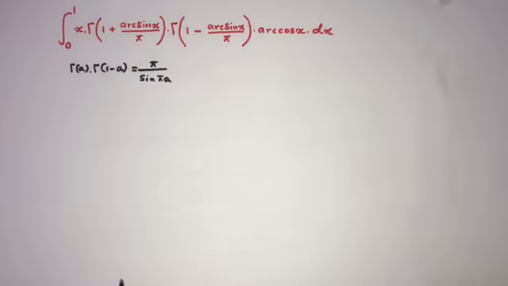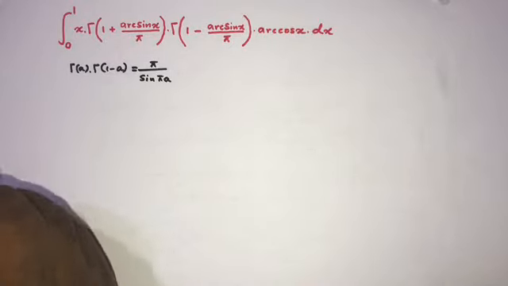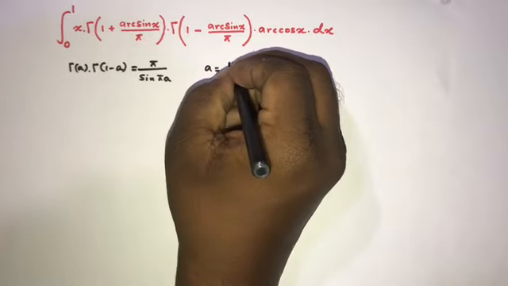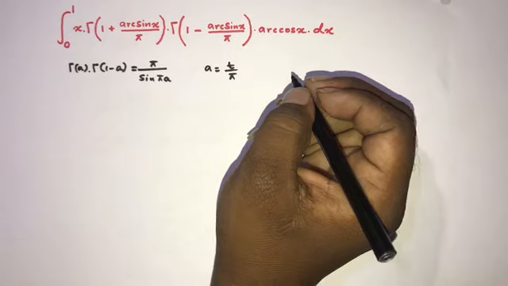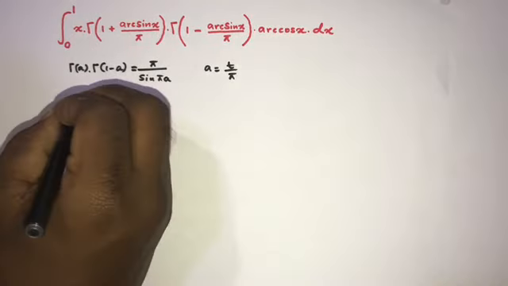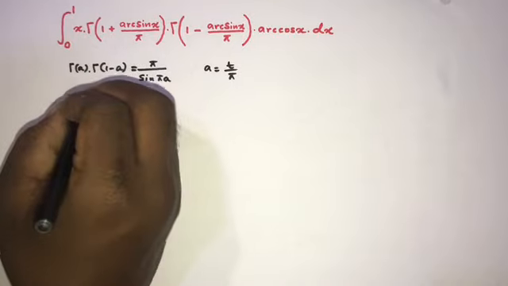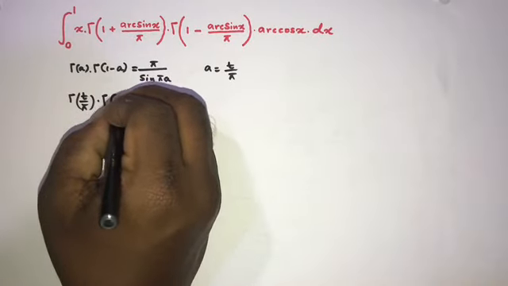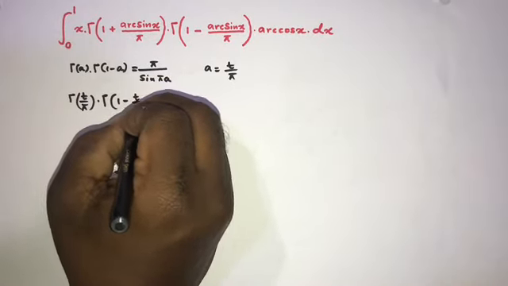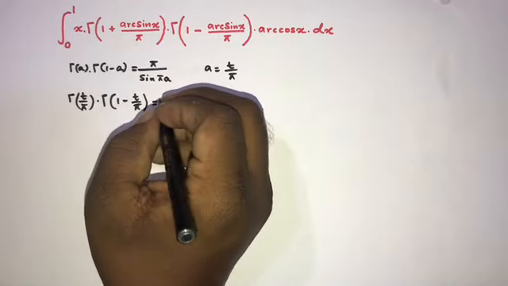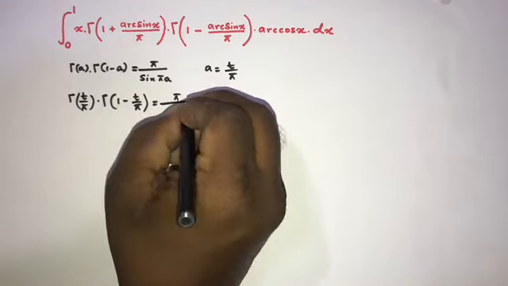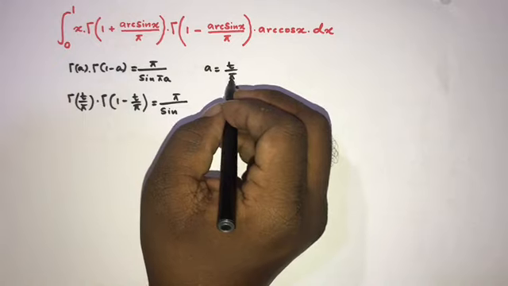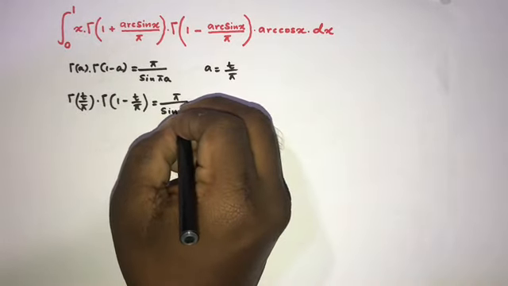A. Now I'm going to take a substitution. I'm going to plug in A equal to T over pi. So we can write gamma of T over pi times gamma of 1 minus T over pi is equal to pi over sine of pi times T over pi. Now pi gets cancelled and we will have sine of T.